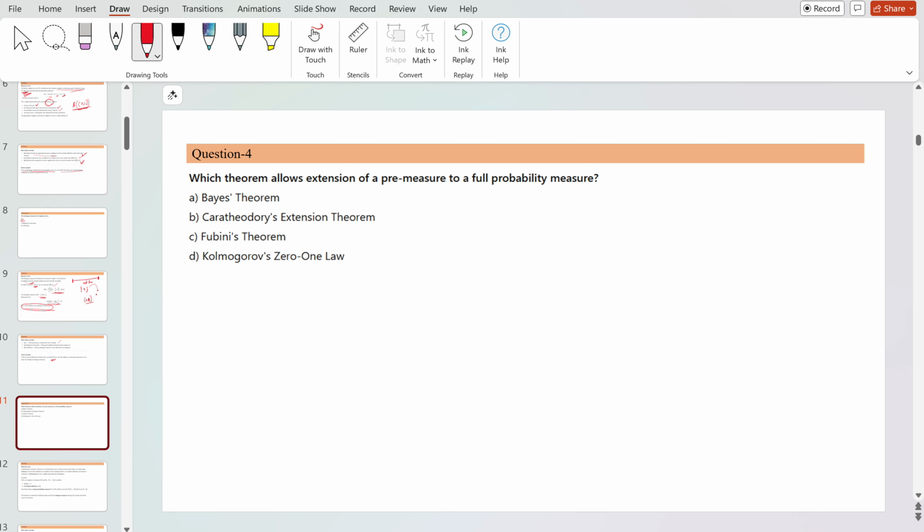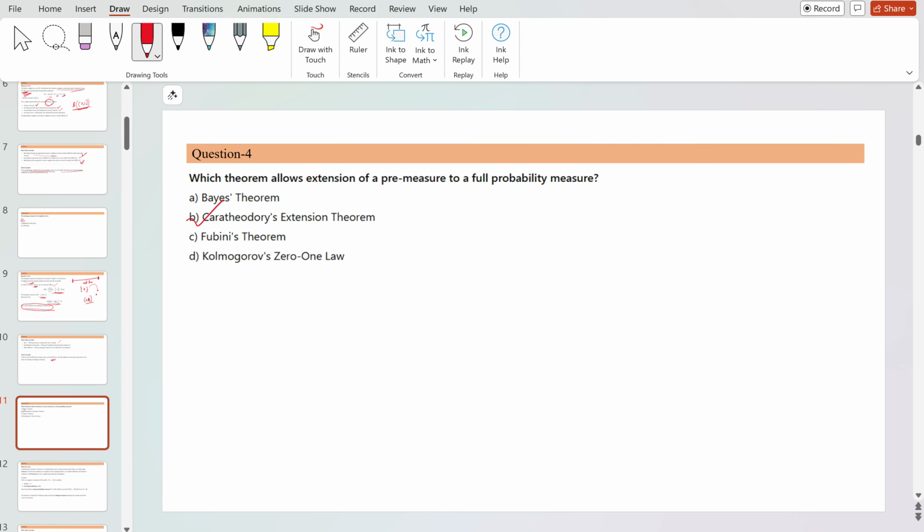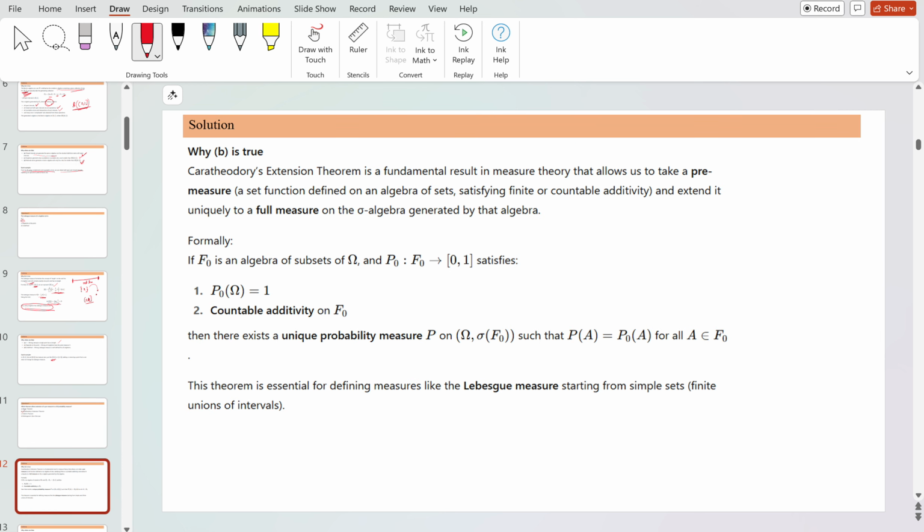Okay, let's see the solution. You can go through the different theorems, but the correct option here is Carathéodory's extension theorem. Let's see what the theorem says. It is a fundamental result in measure theory that allows us to take a pre-measure, a set function defined on an algebra of sets satisfying finite or countable additivity, and extend it uniquely to a full measure on the sigma algebra generated by that algebra.